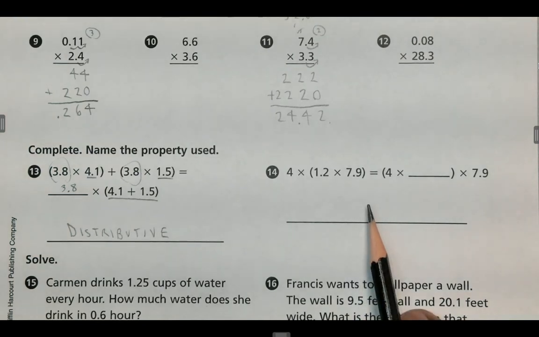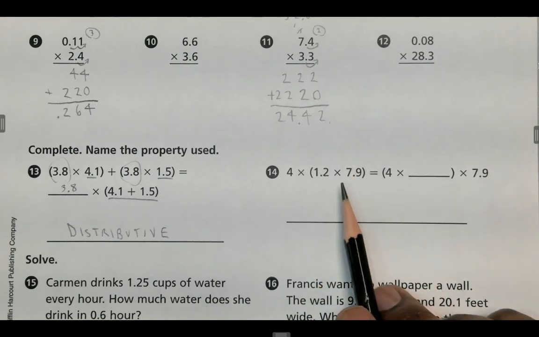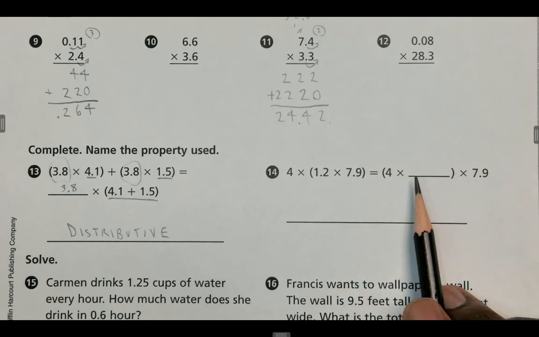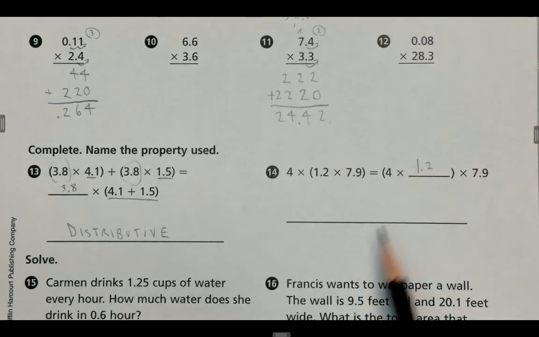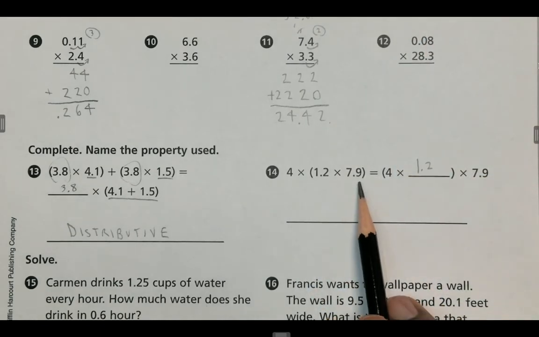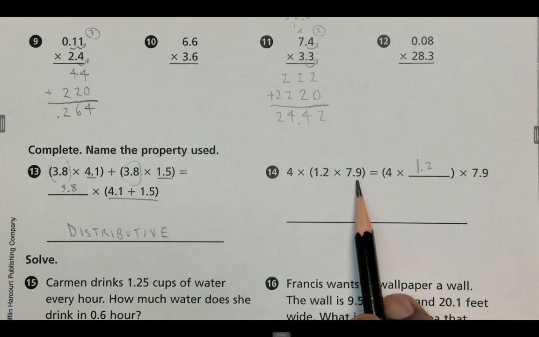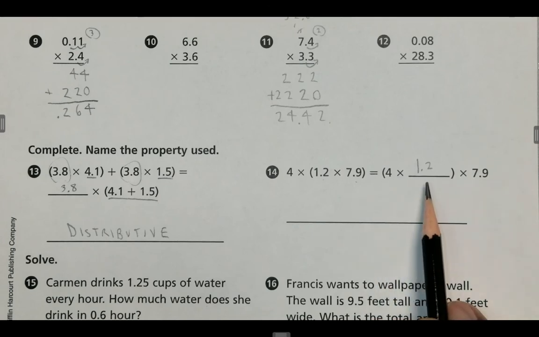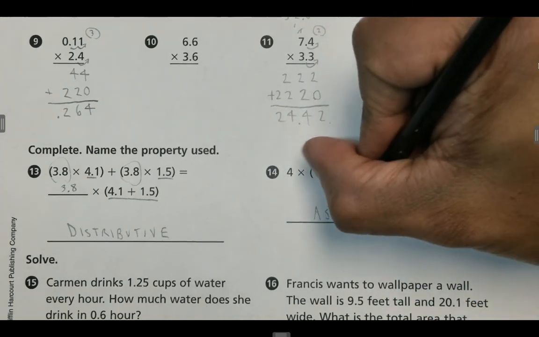And then for 14, what is different? 4 times, in parentheses, 1 and 2 tenths times 7 and 9 tenths. Here, the only thing that's different is the location of the parentheses. On this side of the equal sign, the second and third factors are surrounded by parentheses. On this side of the equal sign, the first and second factors are surrounded by parentheses. This was called the associative property.